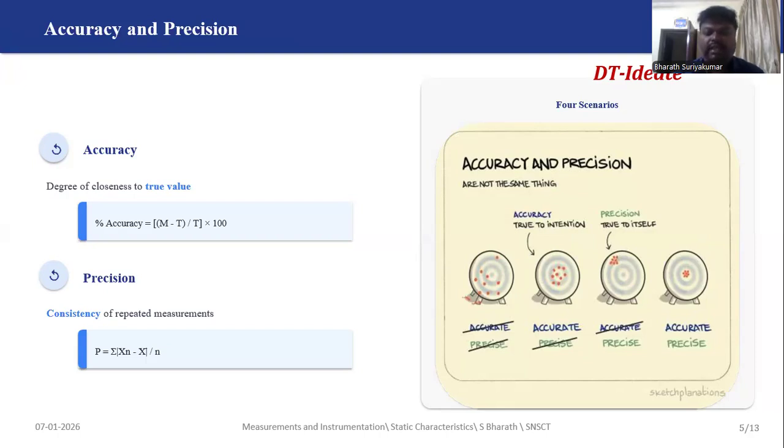We all understand the concept of the bullseye through an archer. What is accuracy? Accuracy is how close the value is to the intended target, the center point. What is precision? Precision is how close the values are to your first value. You can differentiate accuracy and precision from these four diagrams.